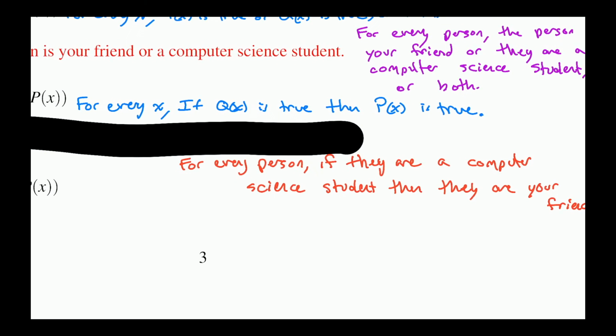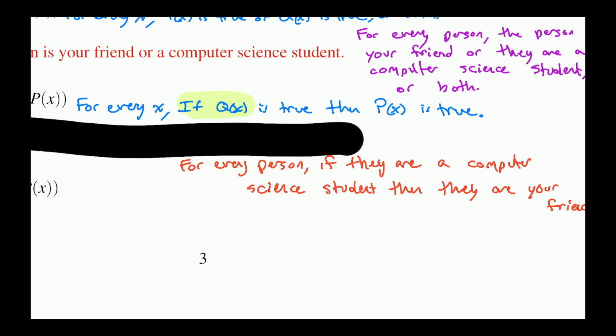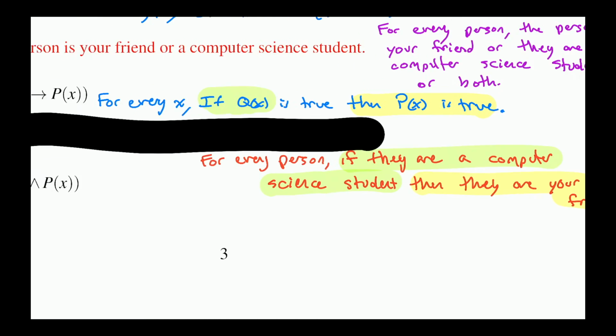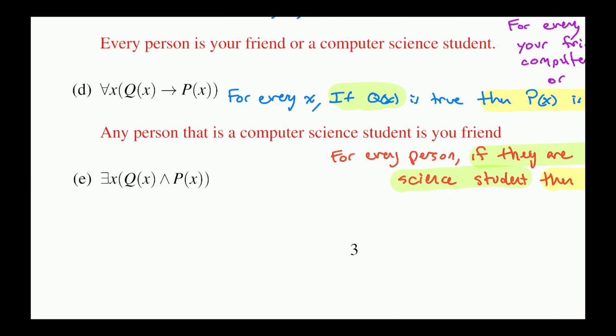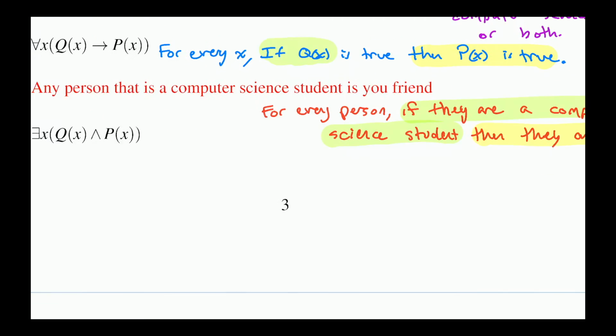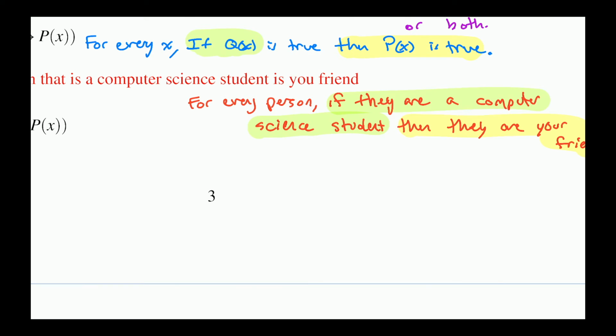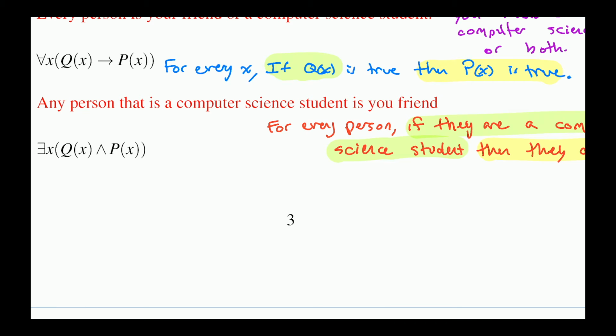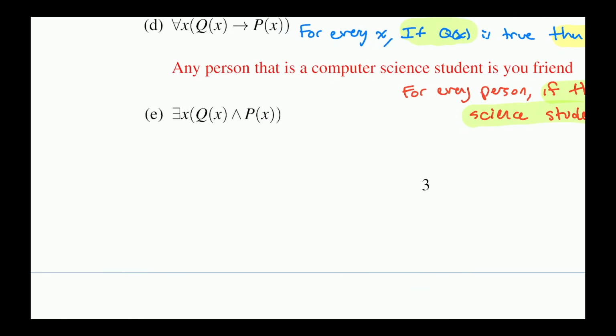Okay, so you've got to be able to do this. So we've got if Q, then P. What's the official answer? Any person that is a computer science student is your friend. So that's more concise. But you don't have to be concise, you just have to be able to do it. So for every person, if they are a computer science student, then they are your friend. That has the same meaning as if a person is a computer science student, then they are your friend. So you can write it that way.